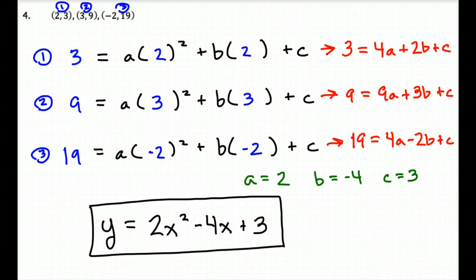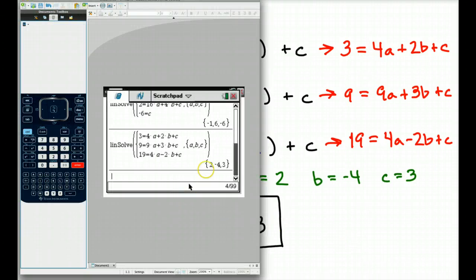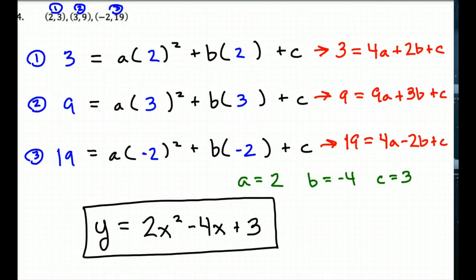Okay, for this last one, you should have gotten the equation y equals 2x squared minus 4x plus 3. Again, here are your 3 equations by plugging in your x and y values. And then here's what it should look like on your calculator. The ordered triple is 2, negative 4, 3, which is how you get this equation.